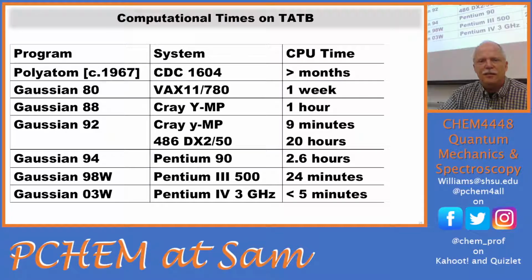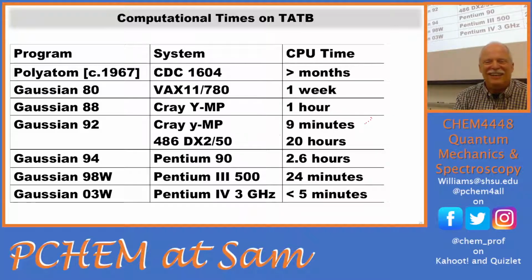And then let's talk about computational times. This is on TATB, an explosive molecule. I started using this program in '92, and it was taking me about 20 hours to calculate this on my PC. I had a smoking fast PC, 486 megahertz. Okay.